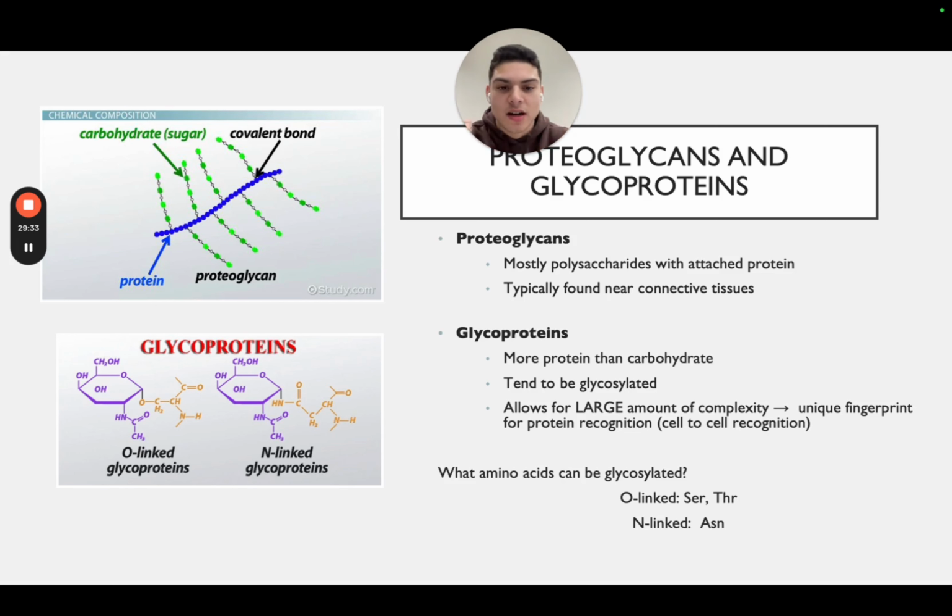So there are more proteins than carbohydrates, and you can think of it as proteins that are glycosylated, if you were to bring this into real life instead of all theory. It allows for a large amount of complexity. It allows for unique fingerprints for protein recognition and cell-to-cell recognition, and it's what allows for transduction, extracellular matrix signaling into the cell itself. It's through these glycosylated proteins. In a little review, what amino acids can be glycosylated? O-linked, which is serine and threonine, and then N-linked at the asparagine residues.